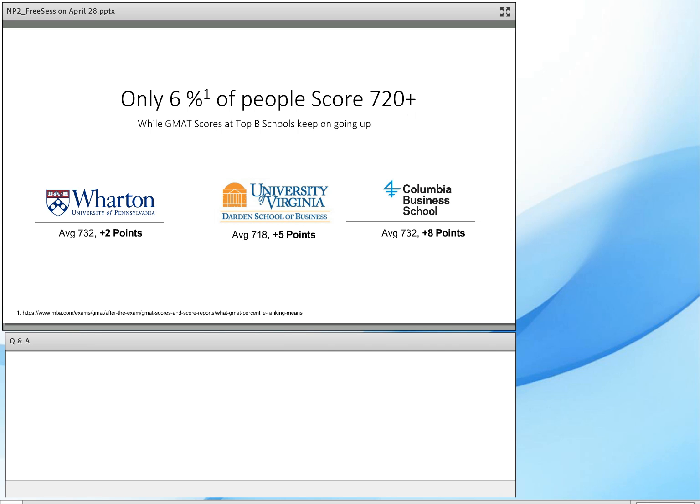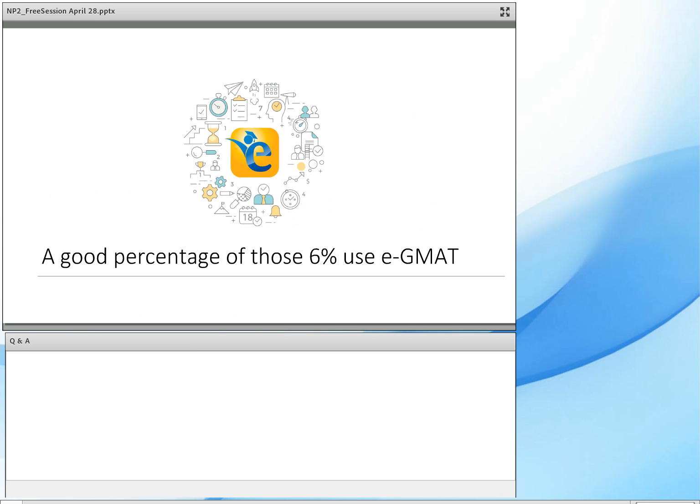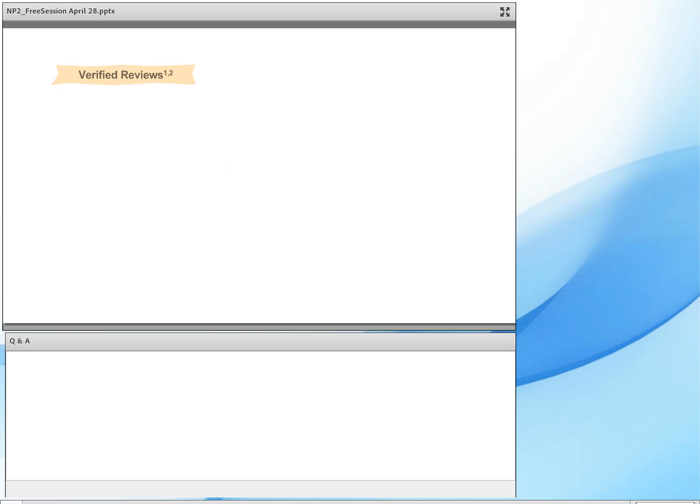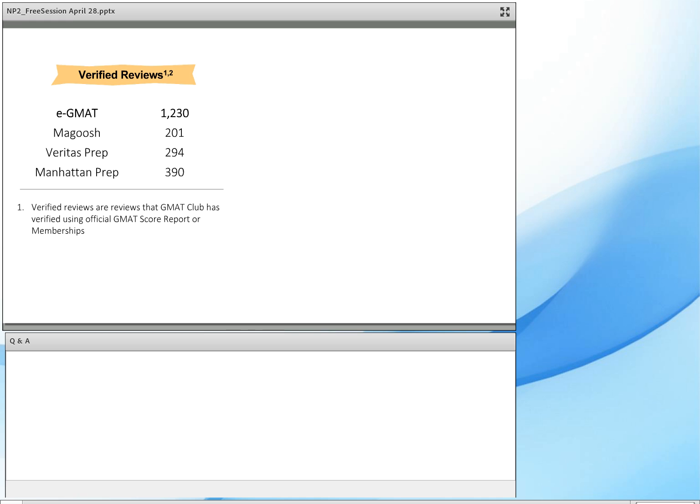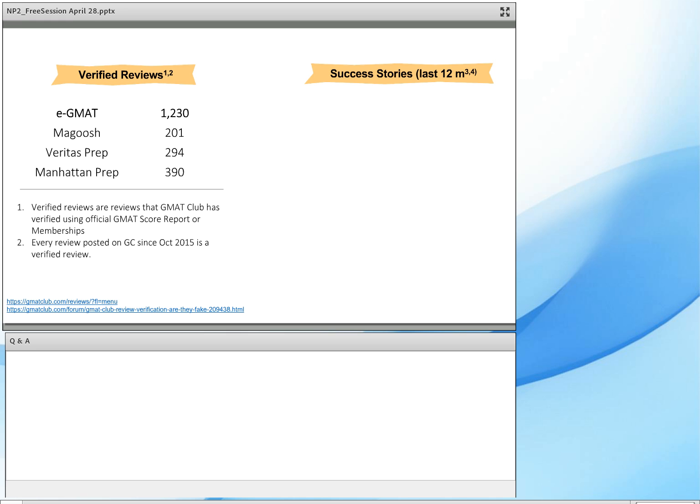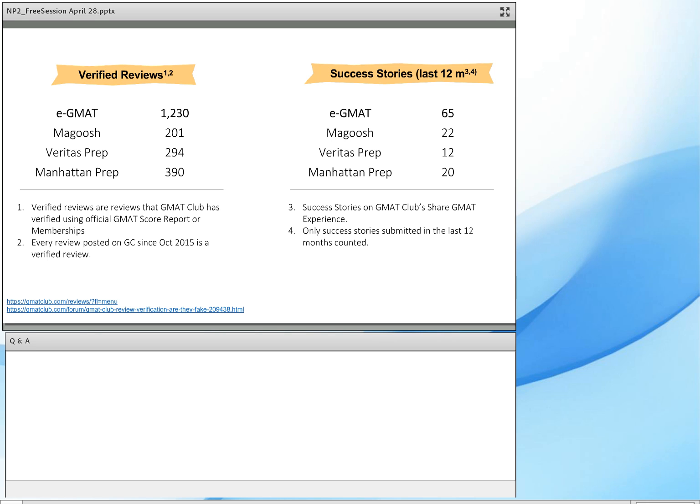So what is it that people who get to those scores do? A good percentage of them use e-GMAT. Why do I say that? When you look at two stats on the world's leading forums, one is the number of verified reviews, the second is the number of success stories that have been posted in the last 12 months. You're going to come to a very similar conclusion. Now, what makes our students more successful?